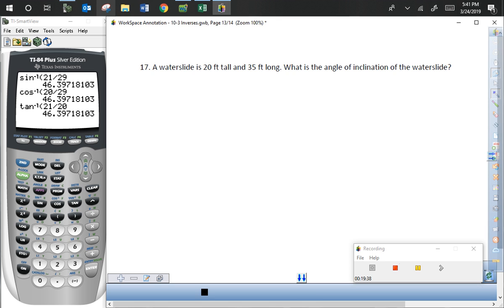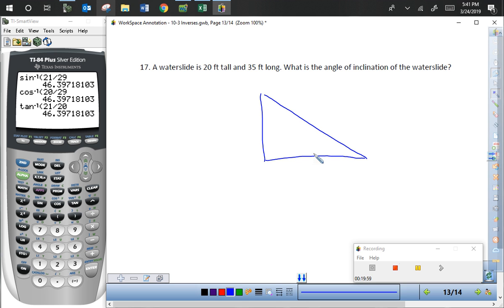A couple word problems to finish up here. It says a water slide is 20 foot tall and 35 foot long. So what is the angle of inclination of the water slide? Our first job is just to draw a slide here. We've got a slide, usually stairs up to the top, and then a slide going down from there. So you can see our right triangle formed. It says it's 20 foot tall. Tall is always going up and down for the height.